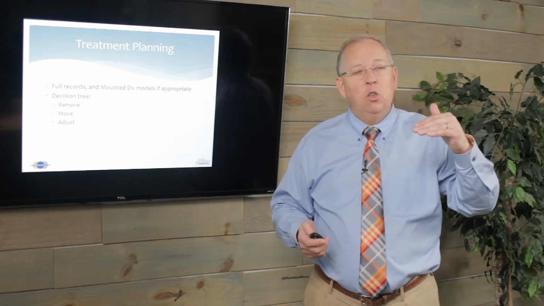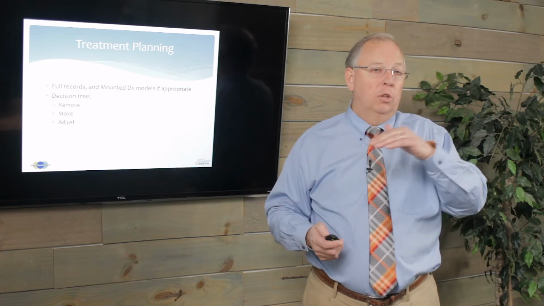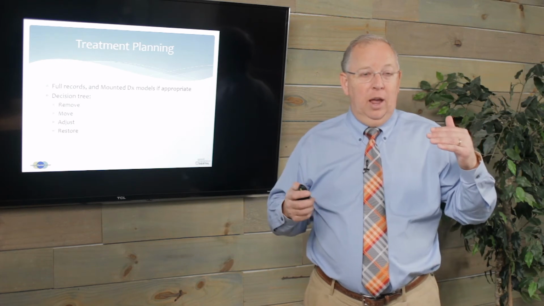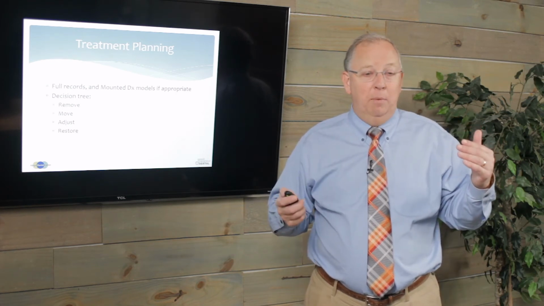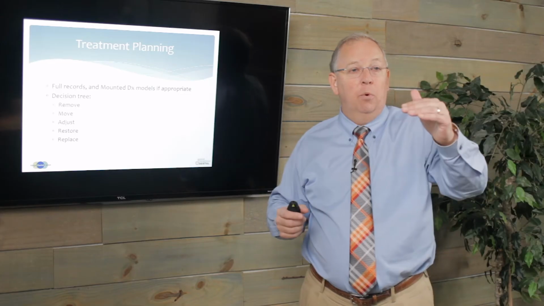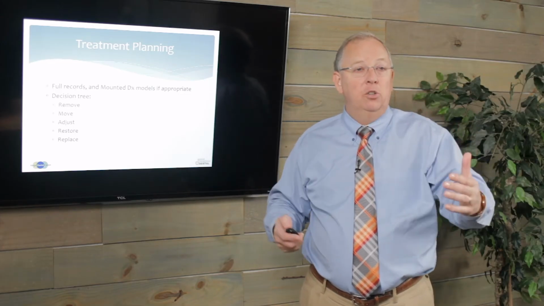Next is adjust. Is there anything you can modify? Maybe you need to go through an occlusal equilibration to get the bite straight again. So remove, move, adjust, and then restore. That's the whole name of the game. Then, if you need to replace something, you can: implants, bridges, partials, whatever it may be. I prefer implants, of course. But if you do that decision tree every time, then you'll know what your treatment plan is going to end up as. I have people that fall apart on big cases. They don't know where to start. Start with remove, end with replace. There's your treatment goals. It'll flow. You can put together a whole thing in no time.